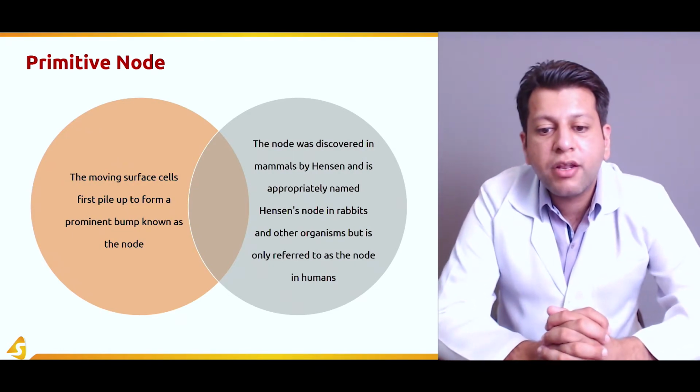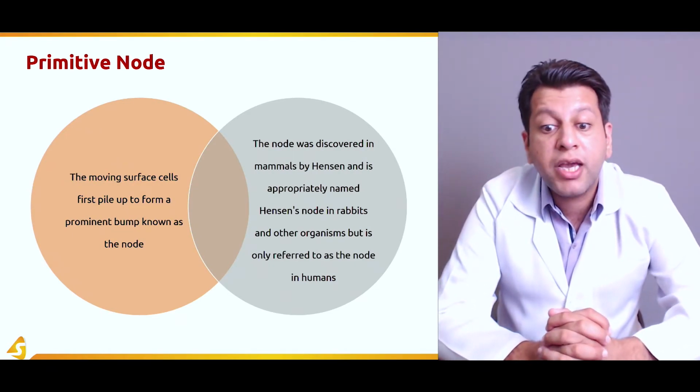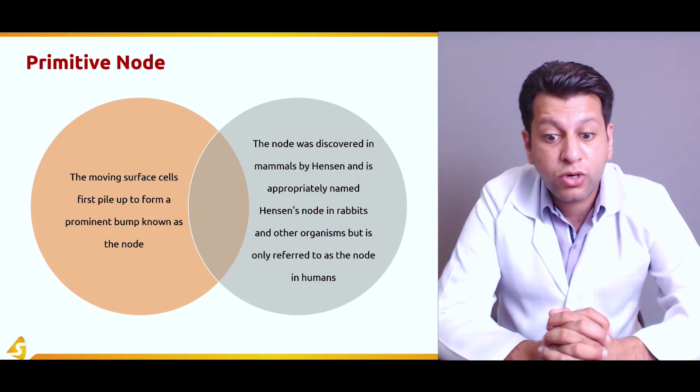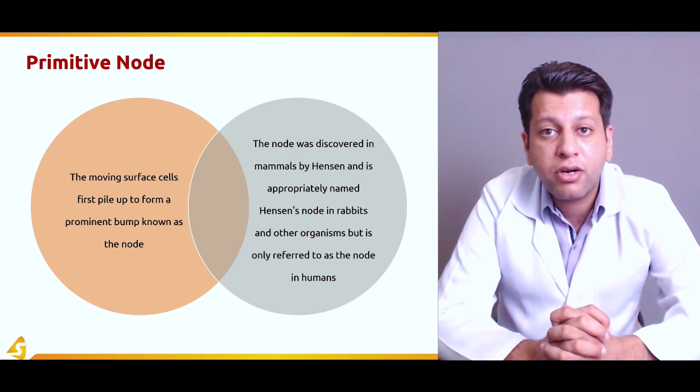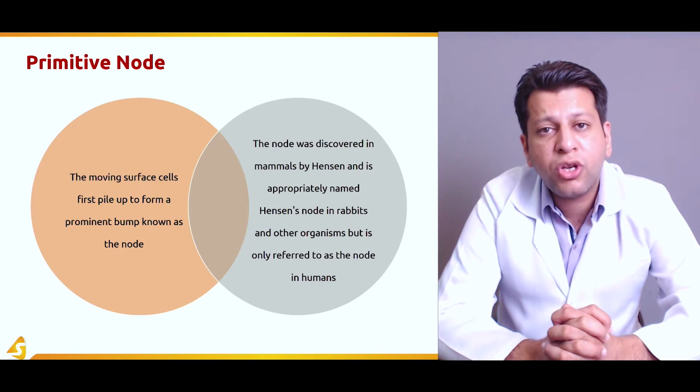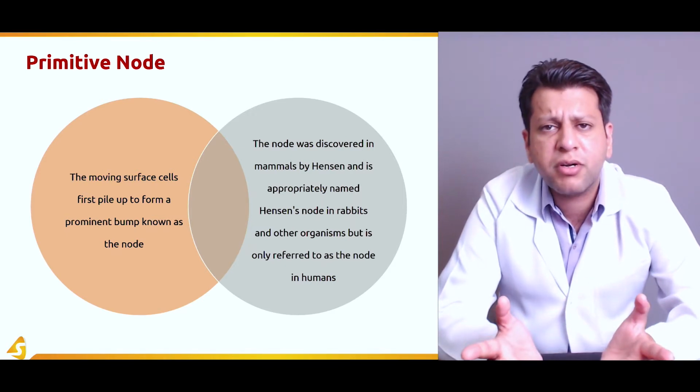So the moving surfaces of the cell first pile up to form a primitive bump known as the node. The node was first discovered in mammals by Hansen and is appropriately called Hansen's node in rabbits and other organisms, but in humans it is usually referred to as the primitive node.